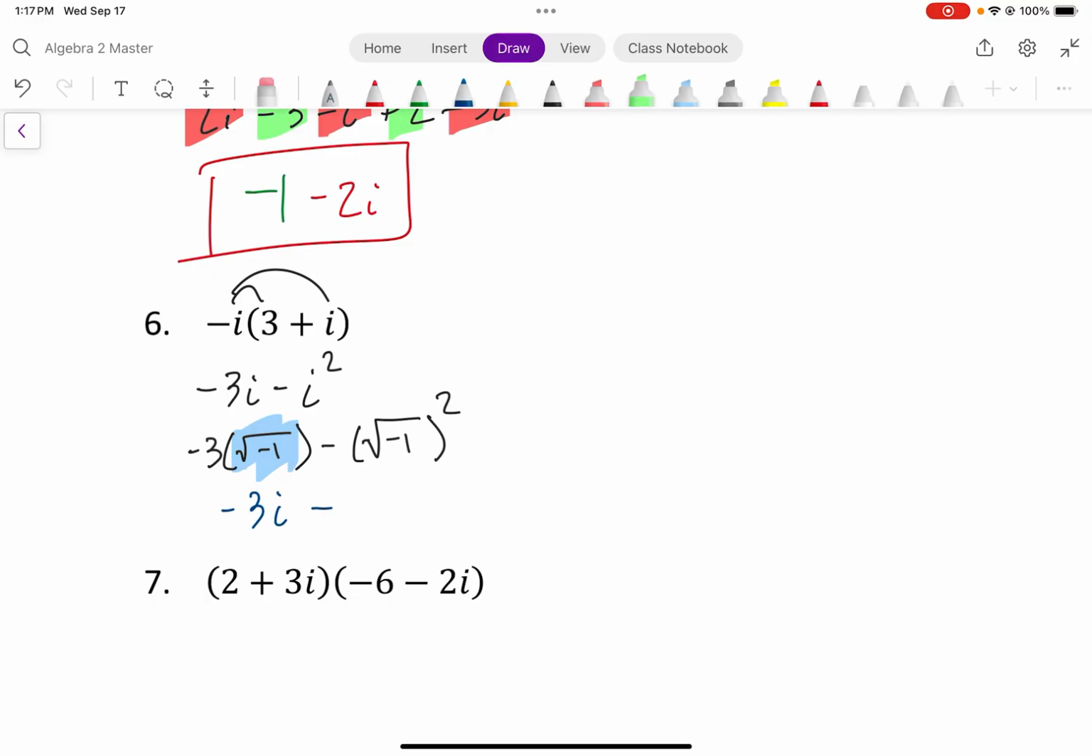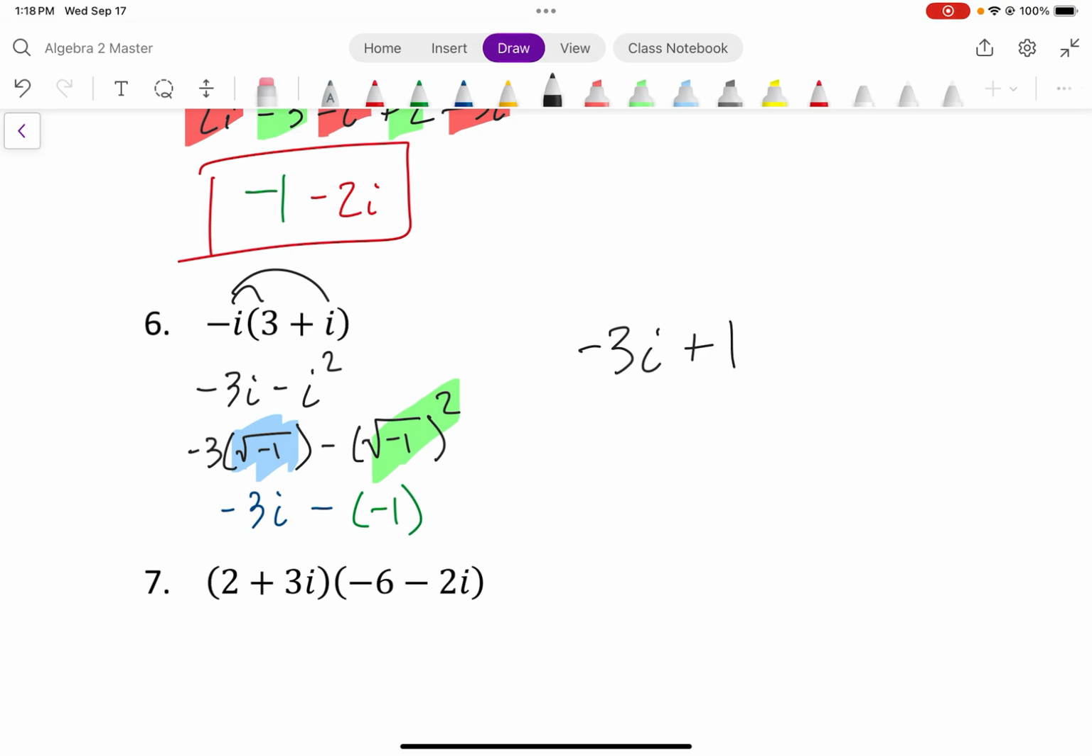But I can do square root of -1 squared. Whenever you take the square root of something and square it, you are just going to end up with whatever was underneath that radical. So I had a minus sign. Now I'm subtracting a -1. -3i minus -1 is -3i plus 1.